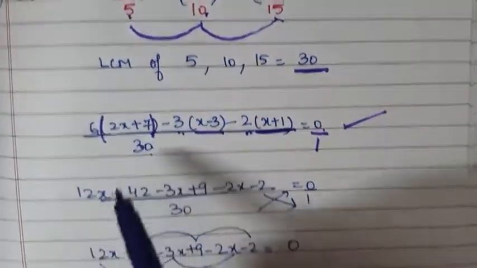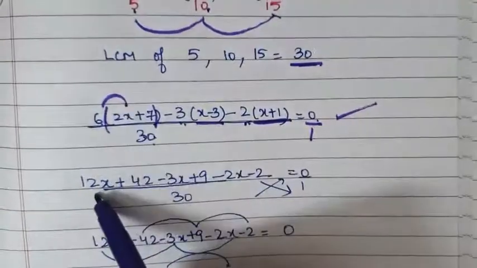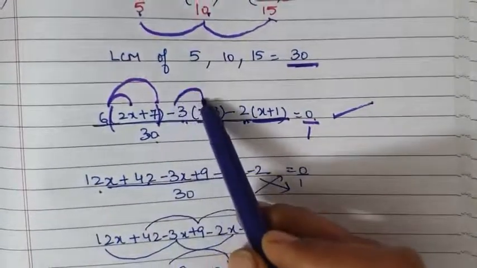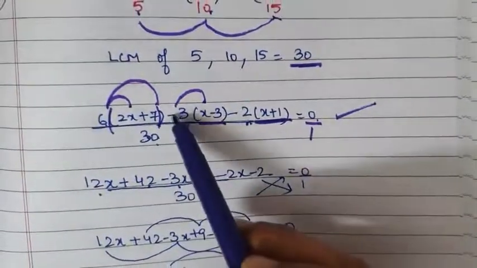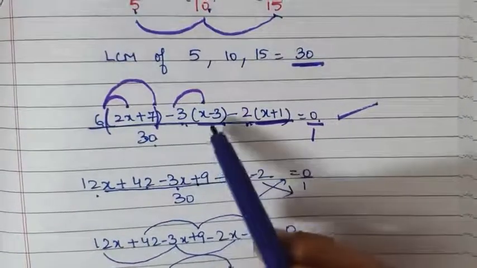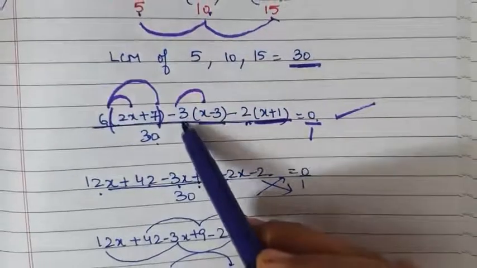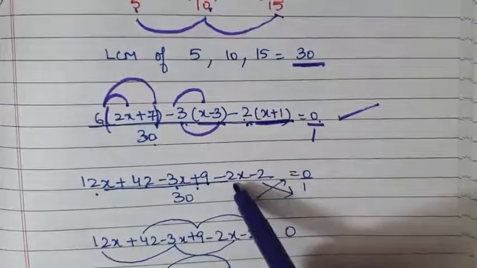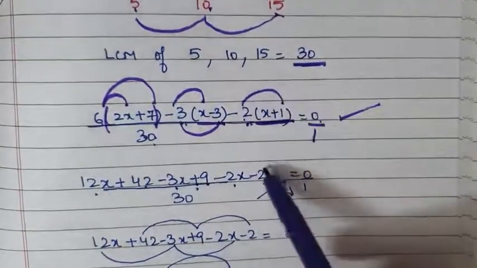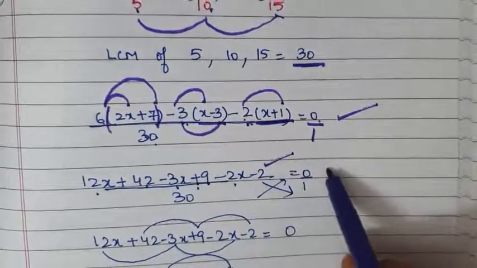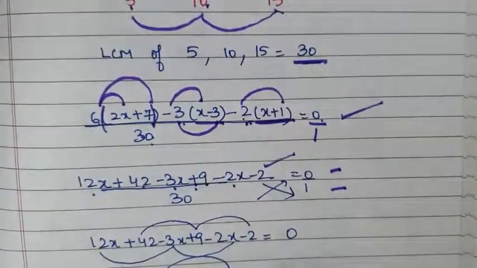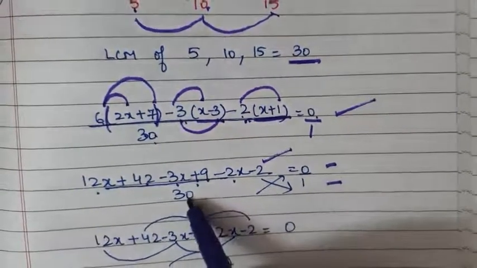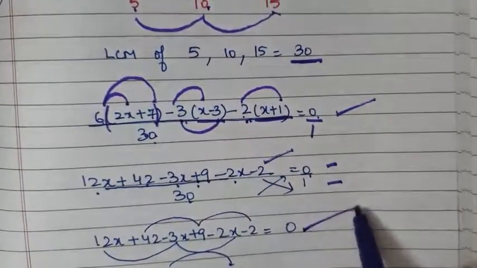So now on simplification, 6 into 2x, 12x. 6 into 7, 42. Minus 3 into x, minus 3x. Minus sign changed, minus into plus, 3 into 3 plus 9. Minus 2 into x, minus 2x, minus 2 into 1, minus 2, is equals to 0 upon 1. Now you can do the cross multiplication also. Now 30 into 0 will give you 0.